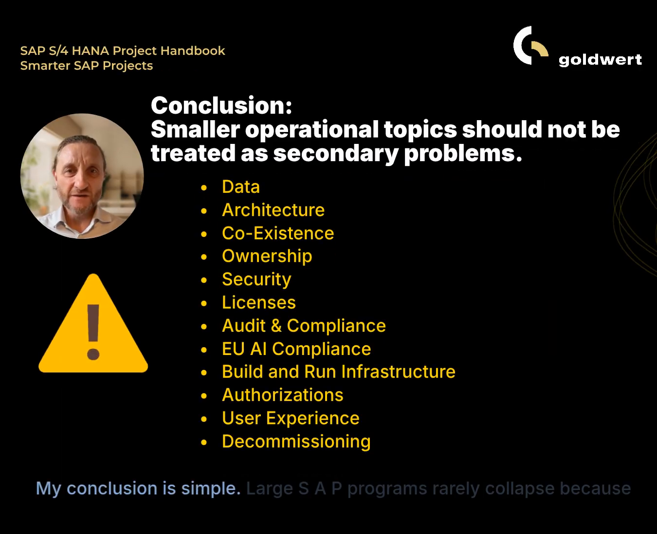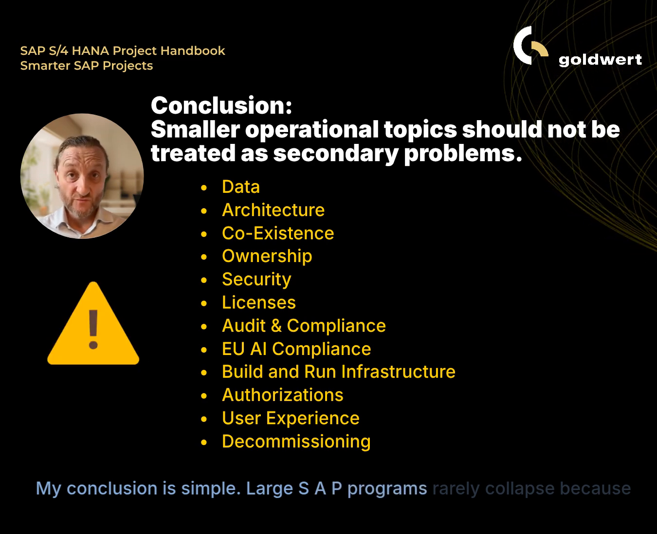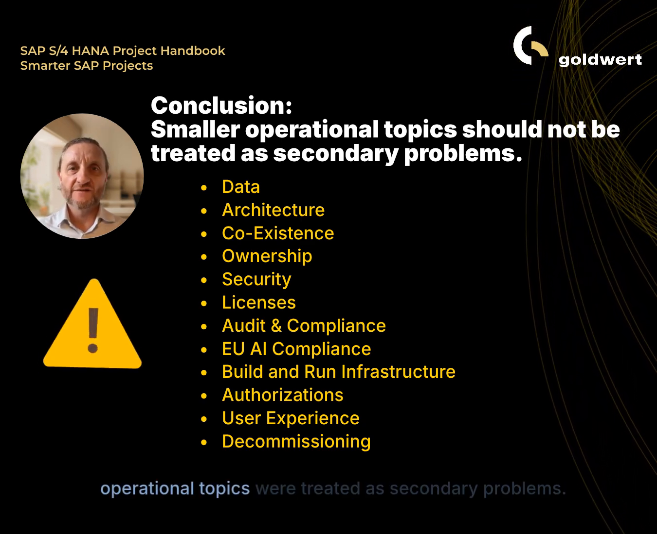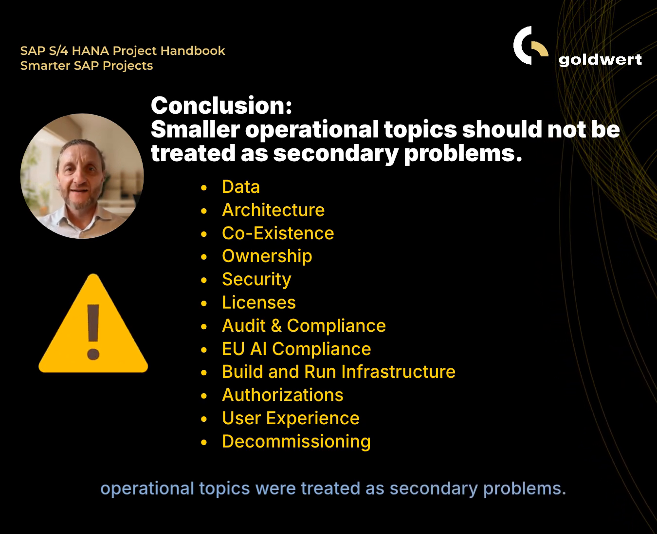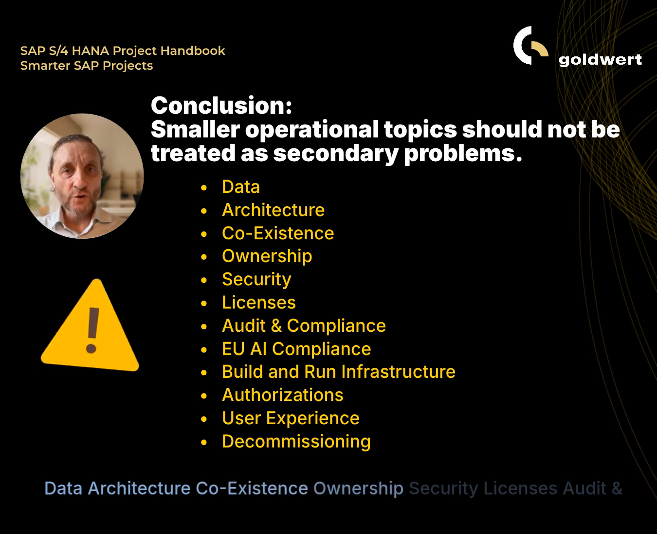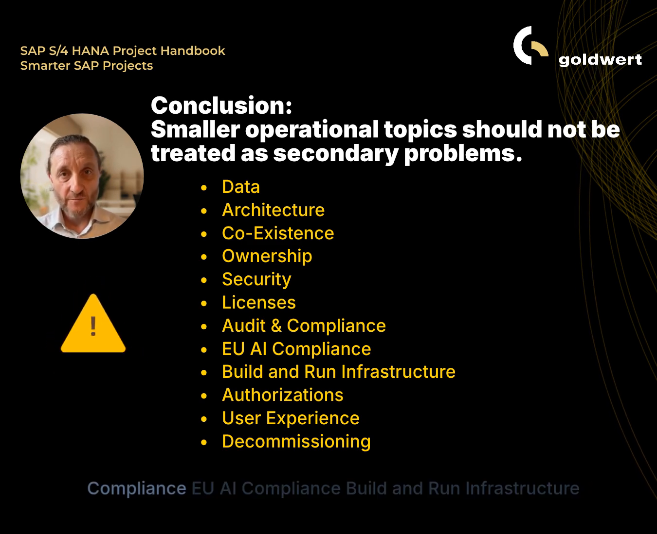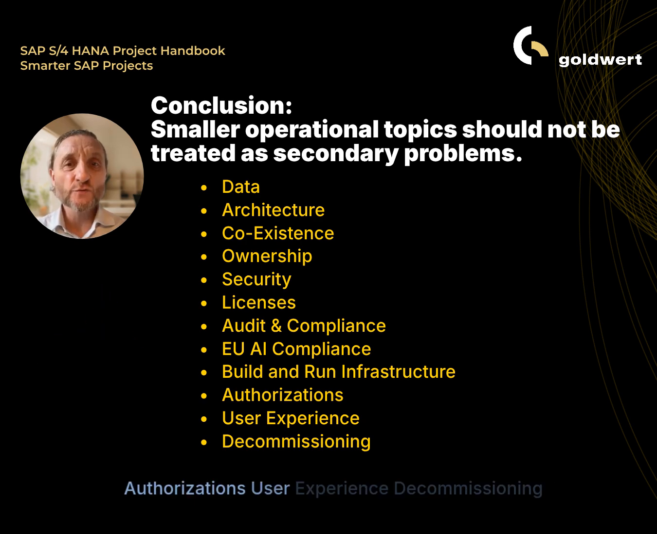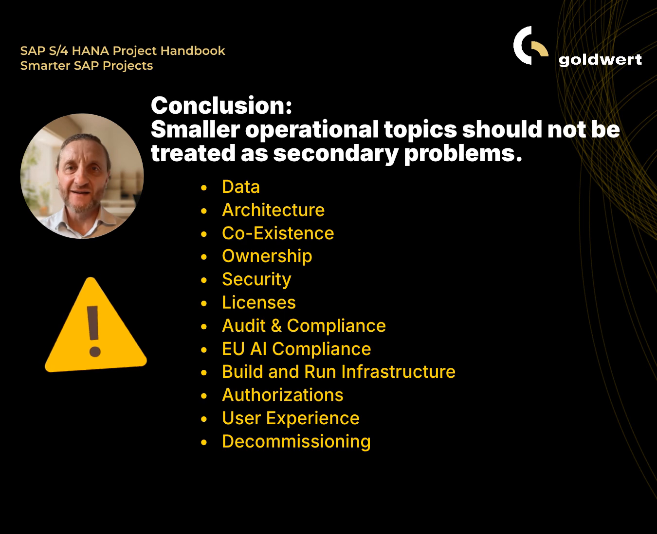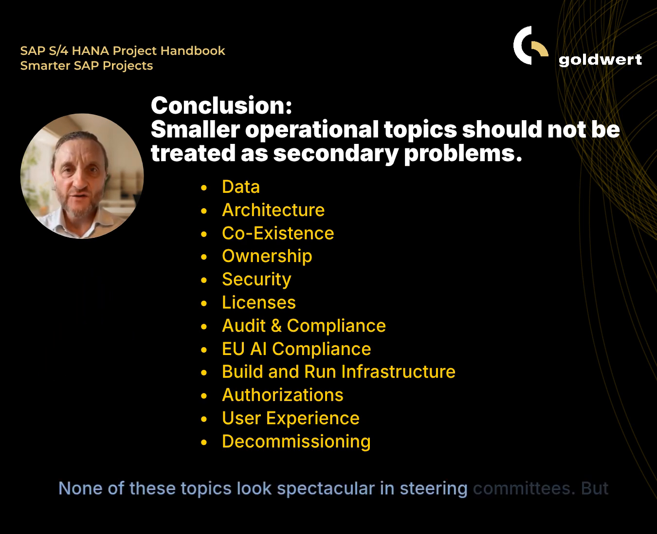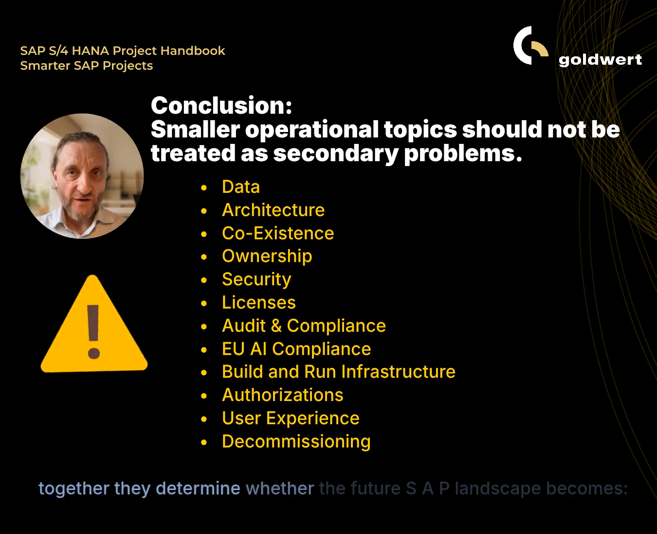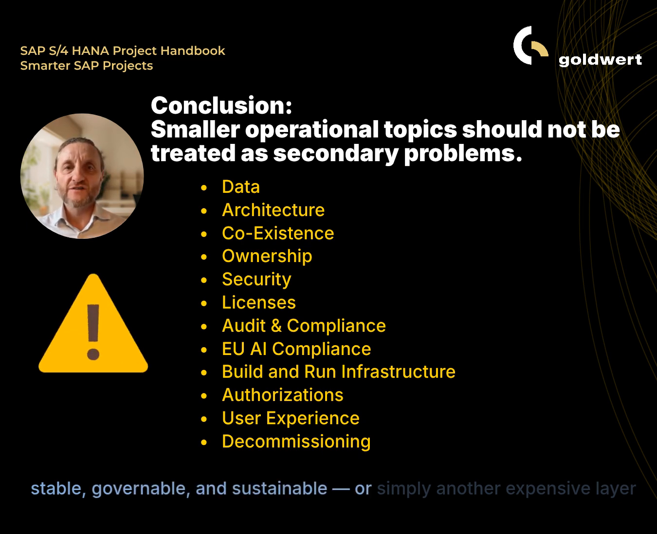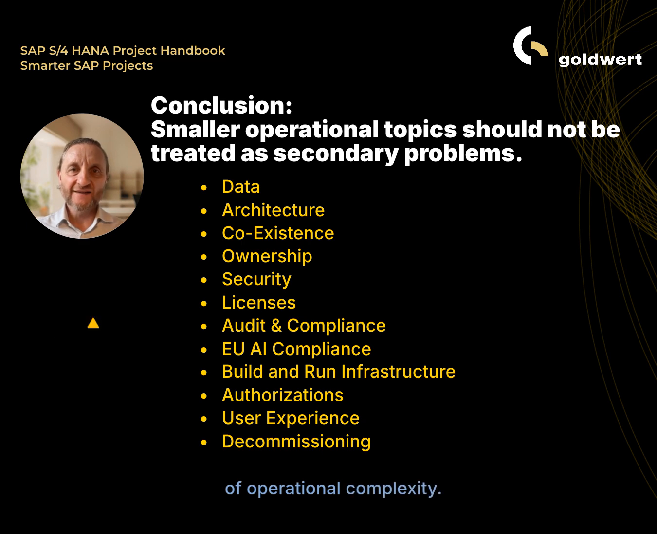My conclusion is simple. Large SAP programs rarely collapse because of the obvious roadmap. They collapse because dozens of smaller operational topics were treated as secondary problems. Data architecture, coexistence, ownership, security, licenses, audit and compliance, EU AI compliance, build and run infrastructure, authorizations, user experience, decommissioning. None of these topics look spectacular in steering committees, but together they determine whether the future SAP landscape becomes stable, governable, and sustainable, or simply another expensive layer of operational complexity.